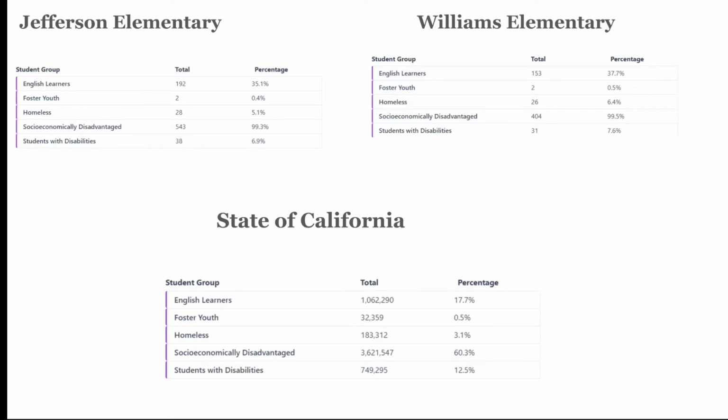When we compare it to the state of California, we see that there's a total of 17% that are English learners, 60.3% that are socioeconomically disadvantaged, and 12.5% of students with disabilities.